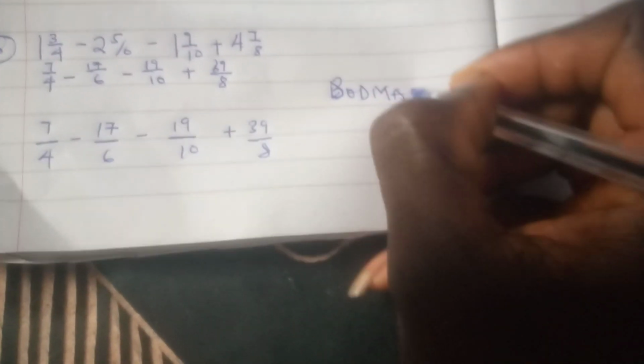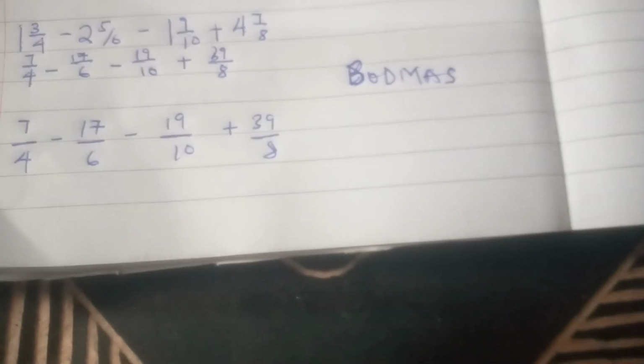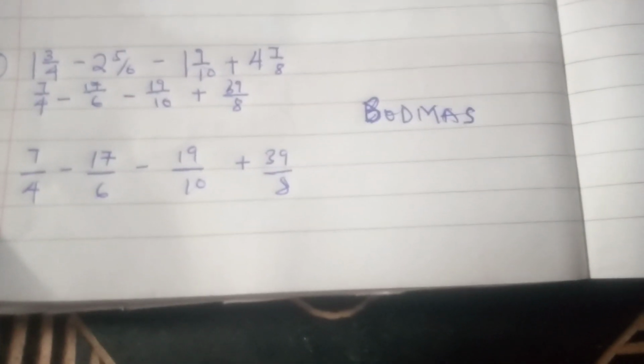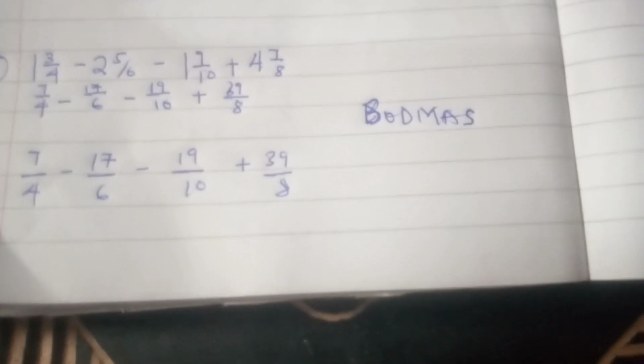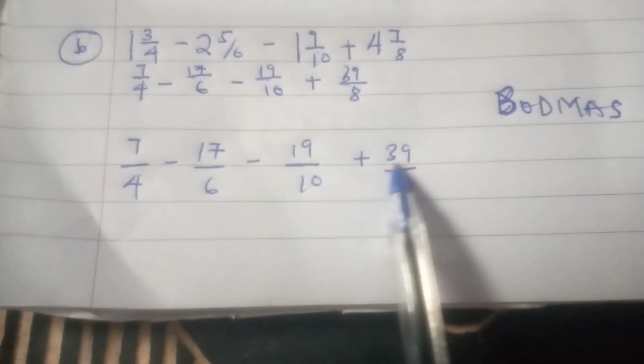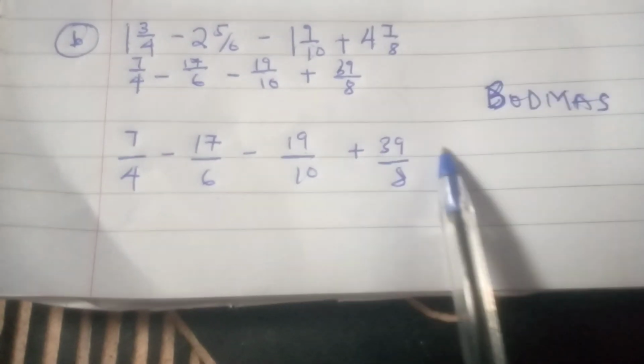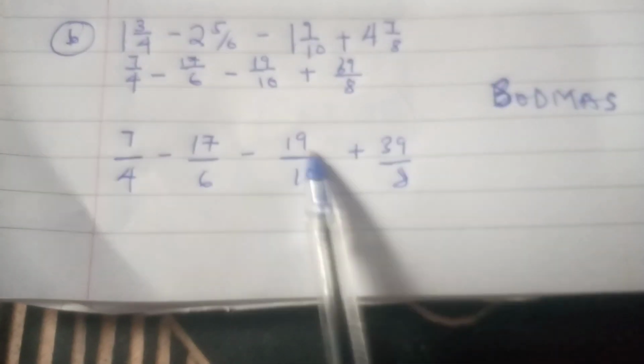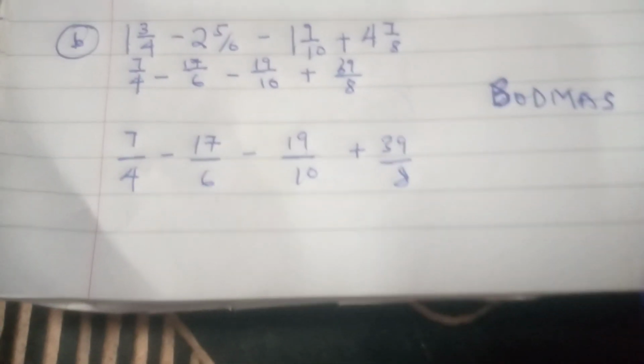Now, once you have been able to change it to improper fractions, what is the next thing? We have to apply the order of operation, which is BODMAS. Bracket, of, division, multiplication, addition, subtraction. Good. So now, since we are having addition here, we are going to first add these two fractions so that we can solve for it first.